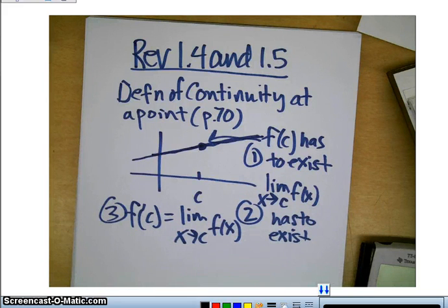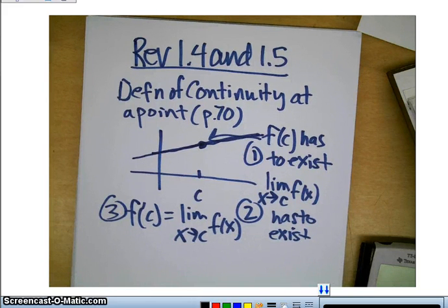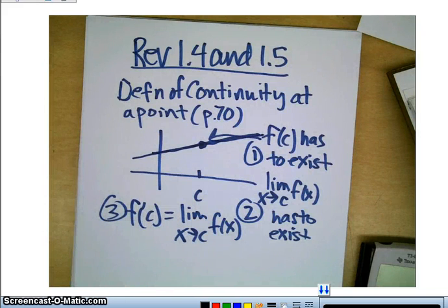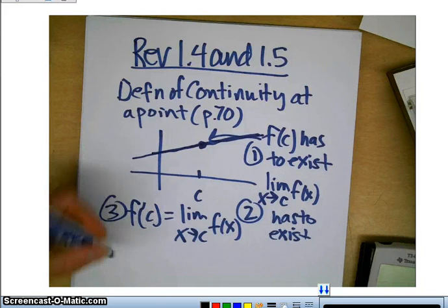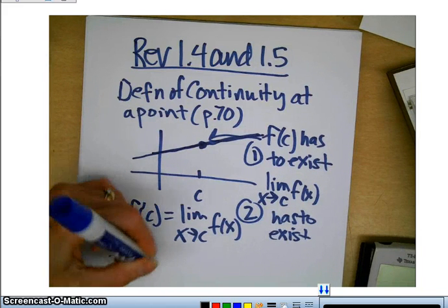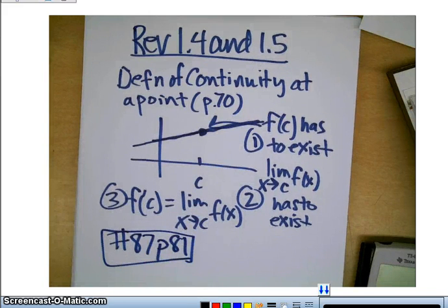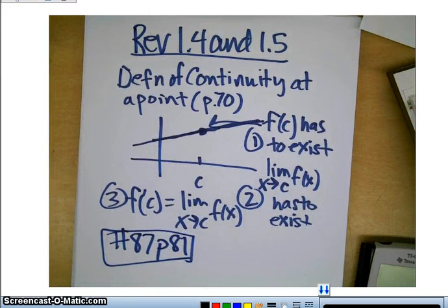And there are pictures of that in your book, and I also gave visualizations of these three examples of where it falls apart. You also had a homework problem regarding that too. The homework problem you could refer to would be problem number 87 on page 81. It is a good problem for reviewing the definition of continuity. All right.